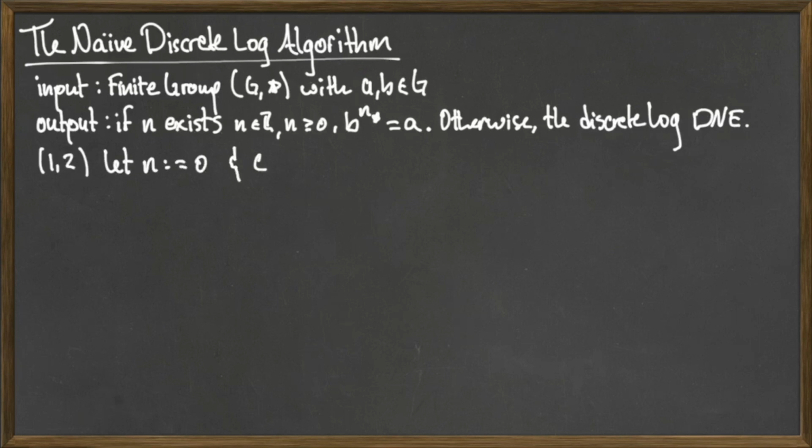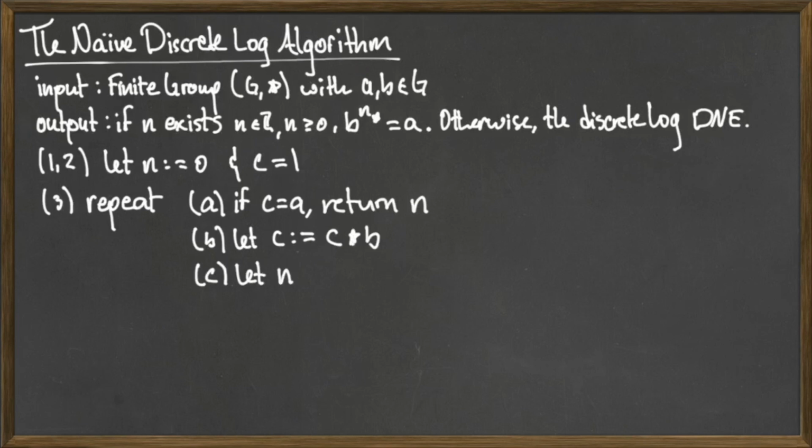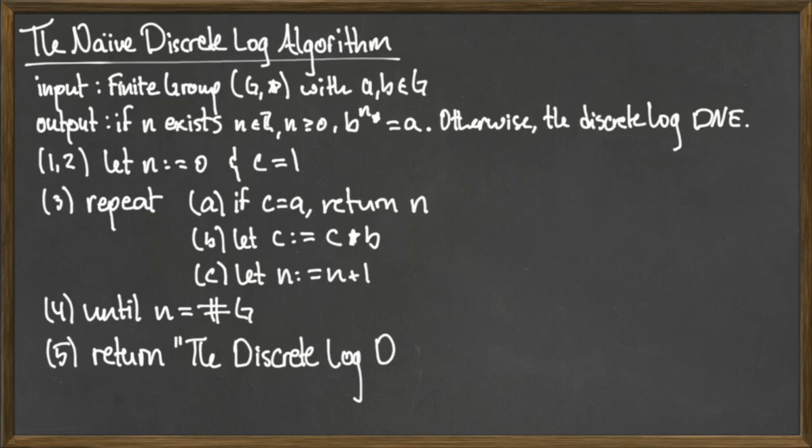The first 2 steps of this algorithm are to create the variable n and assign it the value of 0, and create the variable c and assign it the value of 1. Next, we come to a repeat statement and enter a loop. The first step of the loop is the conditional statement: if c equals a, then return n. If the conditional statement is true, then our algorithm returns n and immediately ends. However, if the conditional statement is not true, we proceed into the loop.